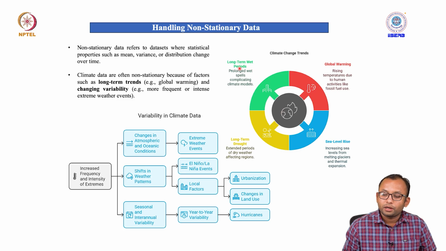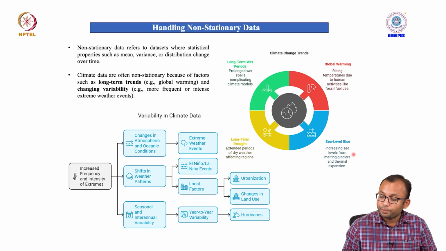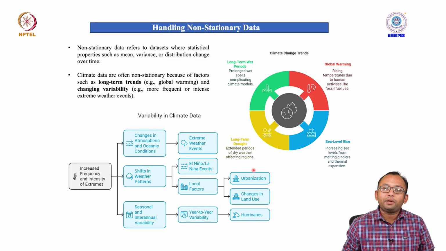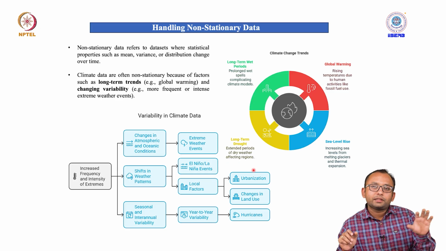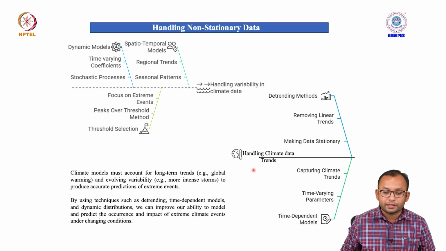For example, long term spells or changing rainfall patterns, then global warming, drought conditions or different types of extreme hydrological events, or multiple external indicators, for example sea level rise or rise of sea surface temperatures. So, these different types of parameters or processes can exaggerate the non-stationarity conditions in the data set. Primarily you can understand that there is a natural variability and there is an anthropogenic variability which can change the behavior of the data set.